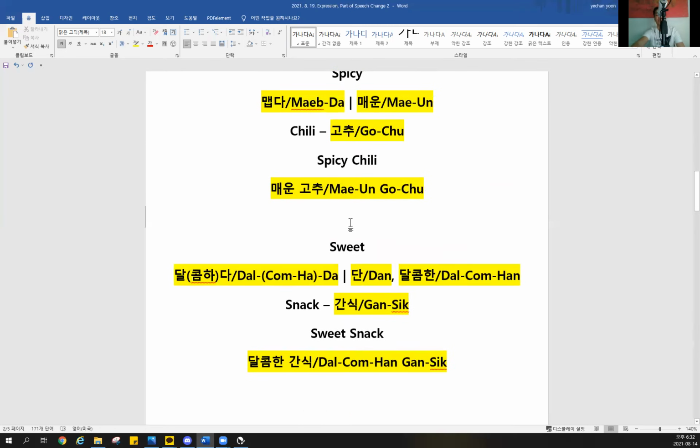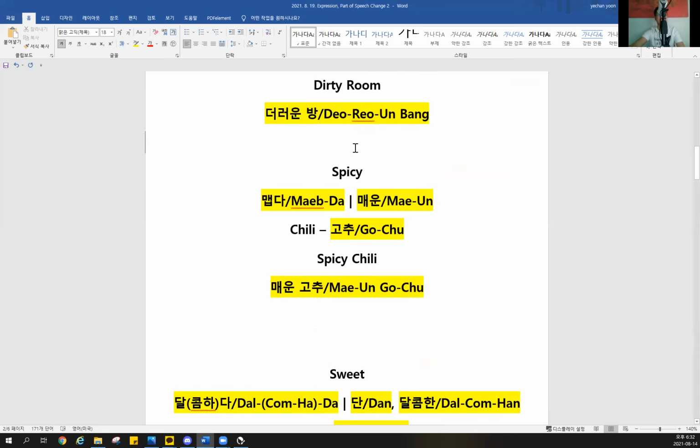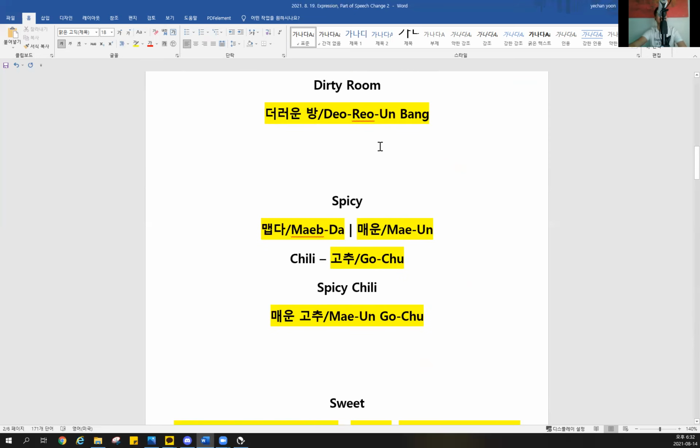Next one. Spicy, how can you say spicy? 맵다. The changing form is 매운. I give the example with 고추. It means chili. Chili in Korean is 고추. Then spicy chili, how can you say? You can say 매운 고추.